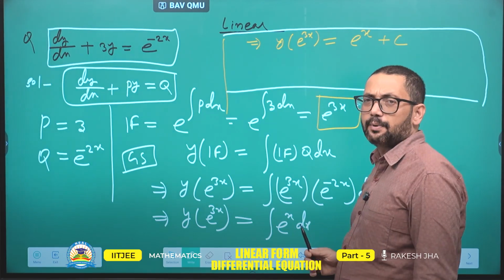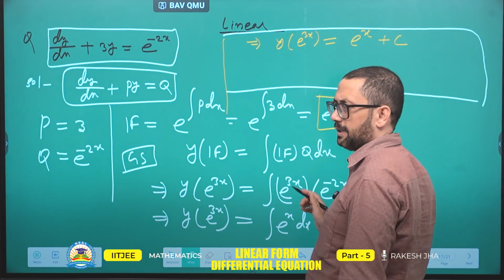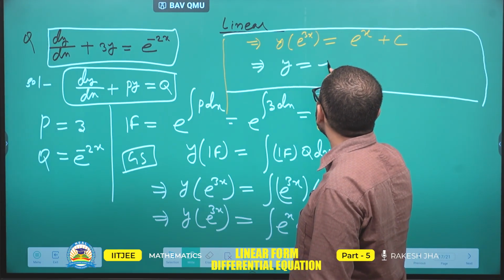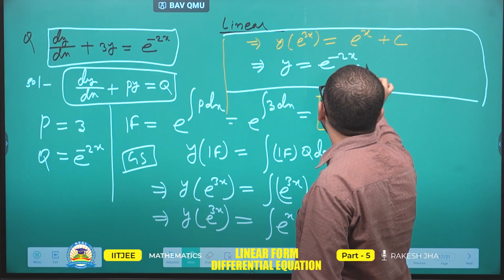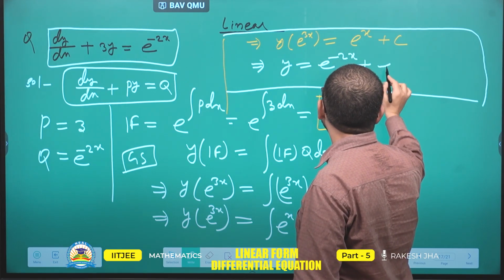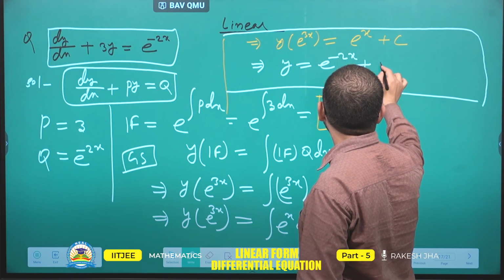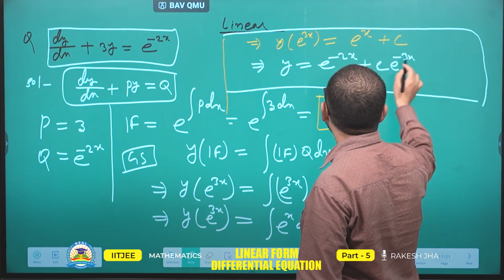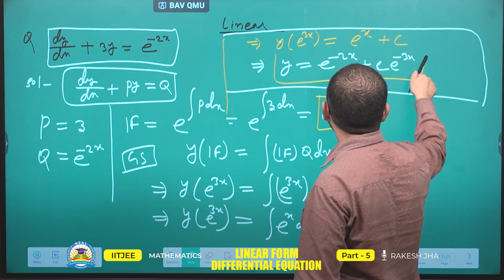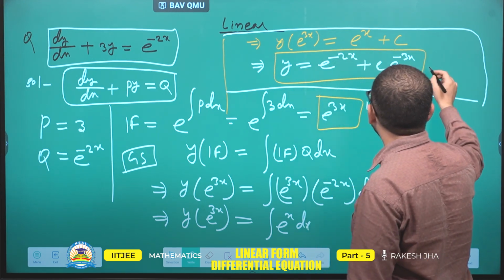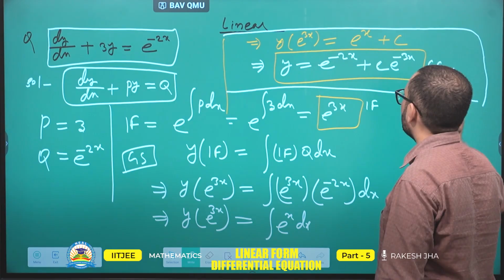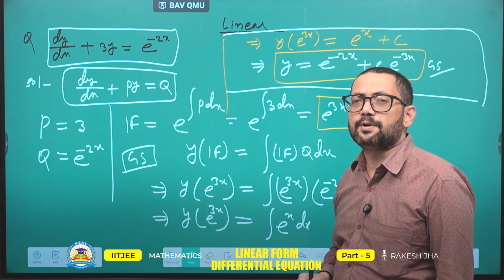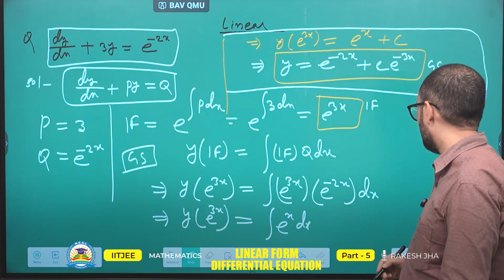Now if you take e raised to the power 3x to both sides and divide, then y is equal to e raised to the power minus 2x plus c times e raised to the power minus 3x. So this is nothing but the general solution of the given differential equation. This is the approach we follow when the differential equation is given in linear form.